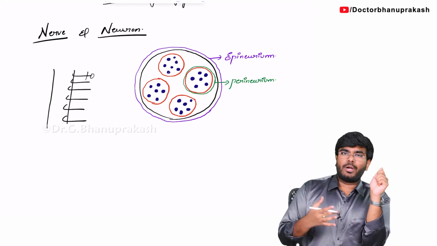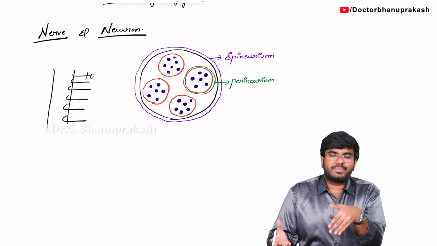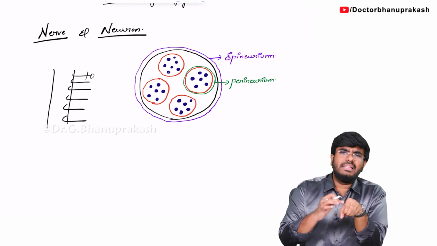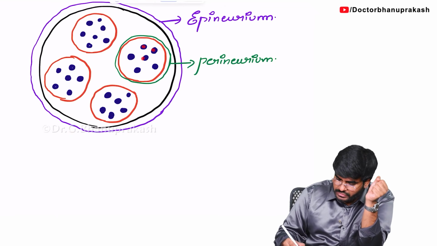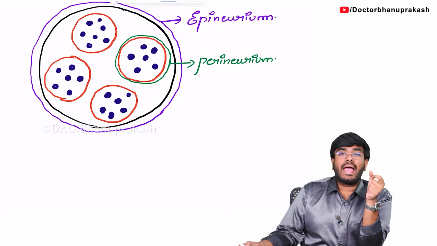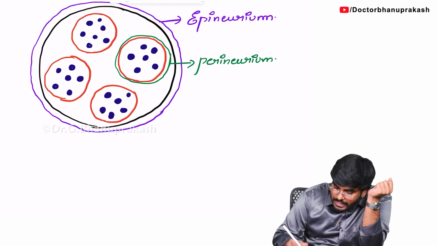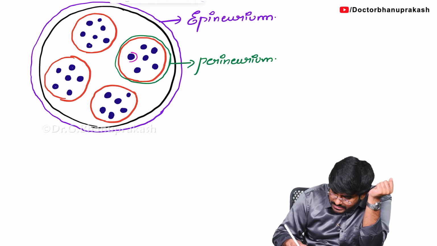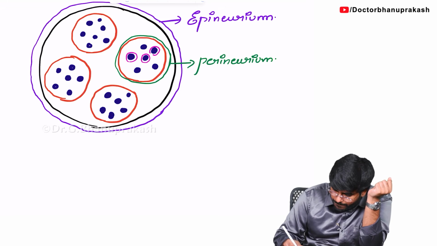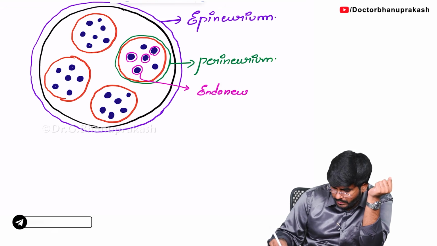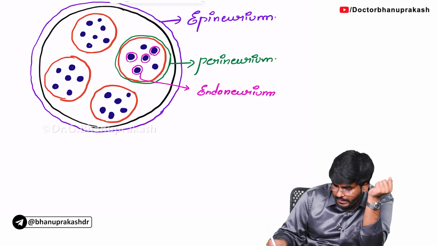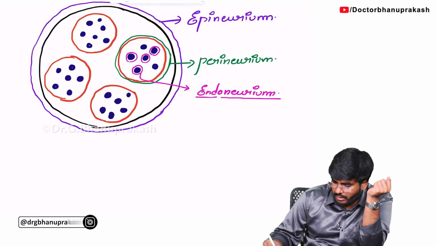Nerve is a part of the peripheral nervous system, don't forget. The cranial nerves and spinal nerves are part of the peripheral nervous system. Each individual dot is an axon of a neuron. They are the axons of individual neurons, and they also have their own covering. This covering, in the pink color, is called the endoneurium.